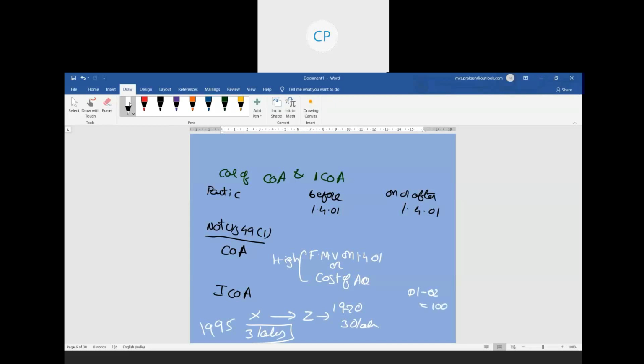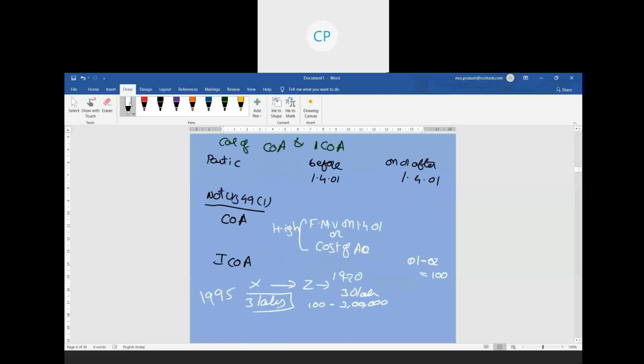So even though you purchased before 2001, from the income tax point of view, what assumption should I take? We assume it was purchased in 2001. So ultimately, for the index value of 100, the cost was 3 lakhs. Today, what is the index value? 289. If 100 corresponds to 3 lakhs, what is 289? That gives you the value, which is the indexed cost of acquisition.